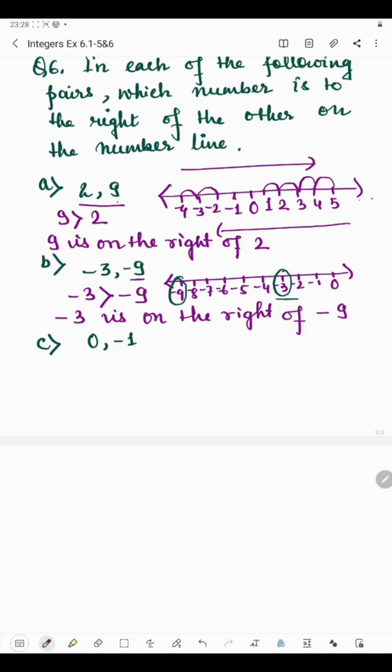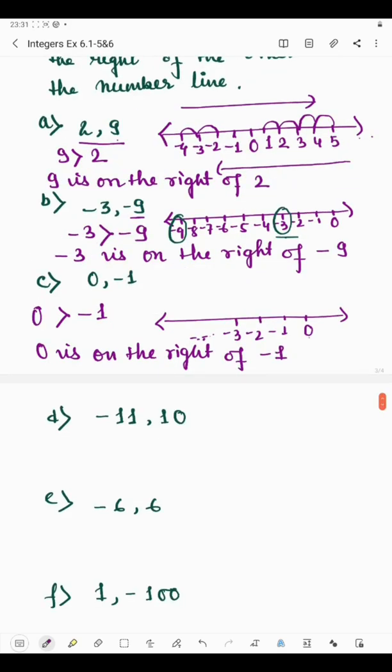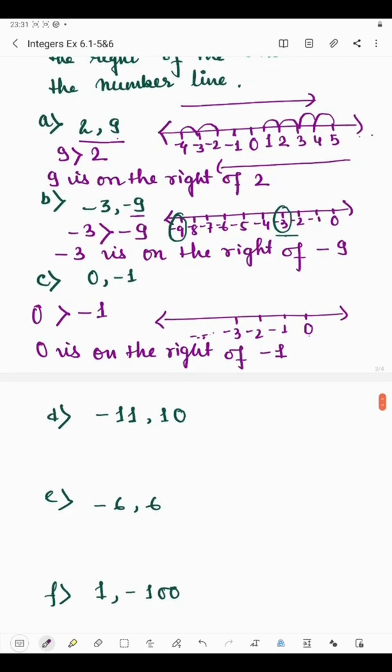Now in the C part we have 0 and -1. Now let us draw the number line. See, the left hand side of 0 is all negative numbers, right? Here is -1, -2, -3 and so on. So what we have observed is that 0 is right of any negative number, as 0 is greater than any negative integer. So 0 is on the right of -1.